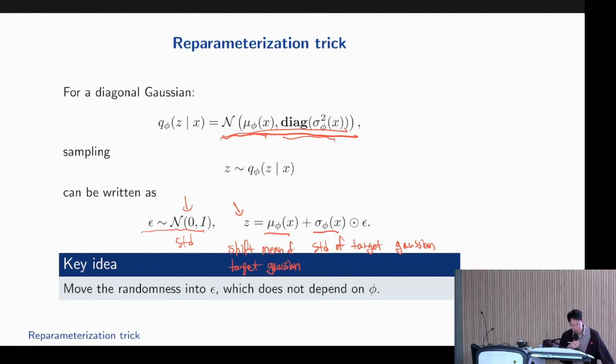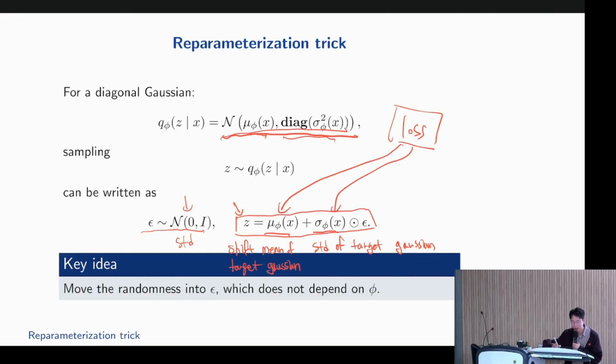So the key idea is move the randomness into epsilon, and this guy does not depend on phi. So only this component is dependent on phi. So if you have some loss layer here in your computation graph, you can backprop through here, and here this is sampling, so you cannot backprop even if you wanted. But that's fine because we only need to backprop through wherever phi is involved. Okay.